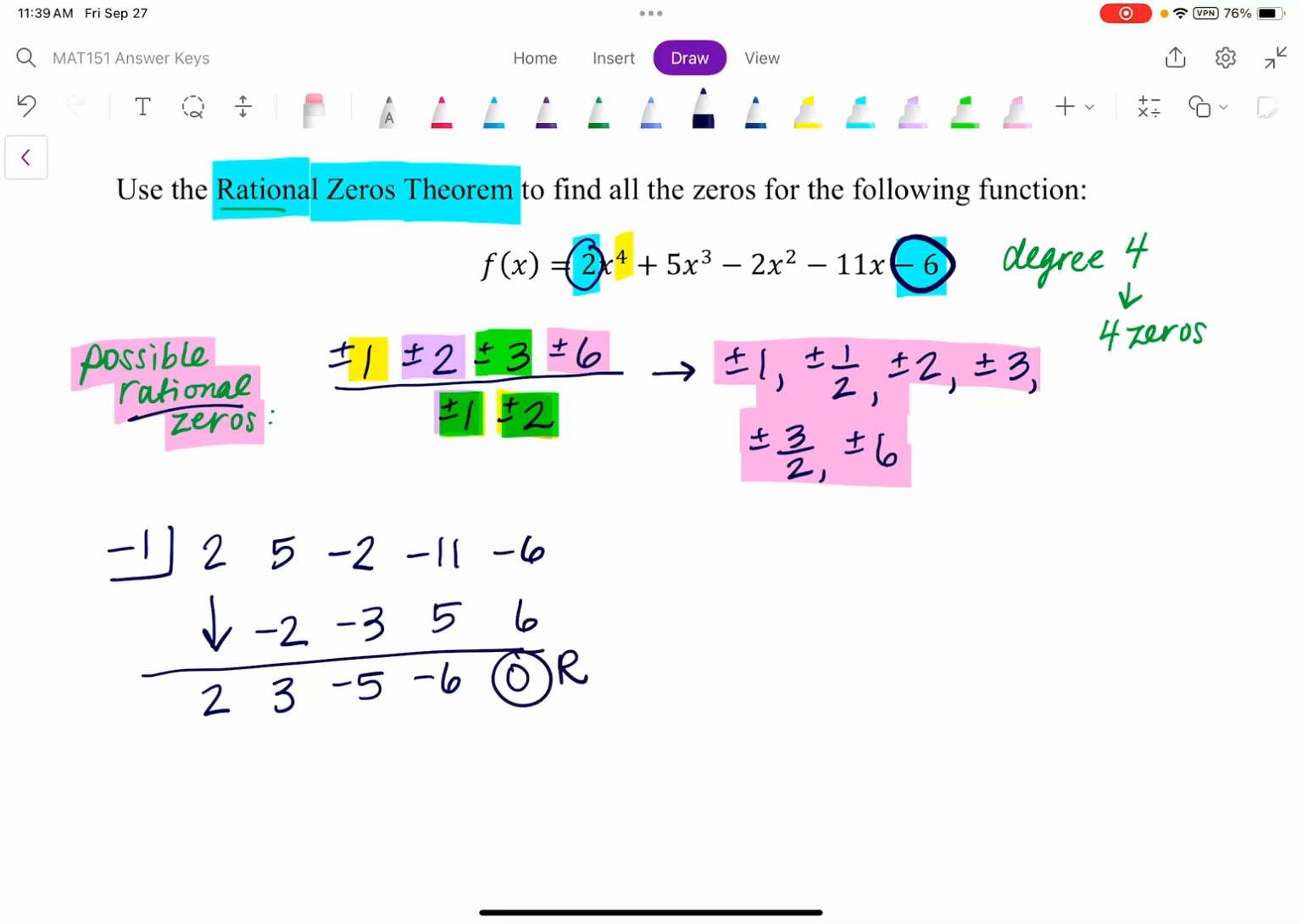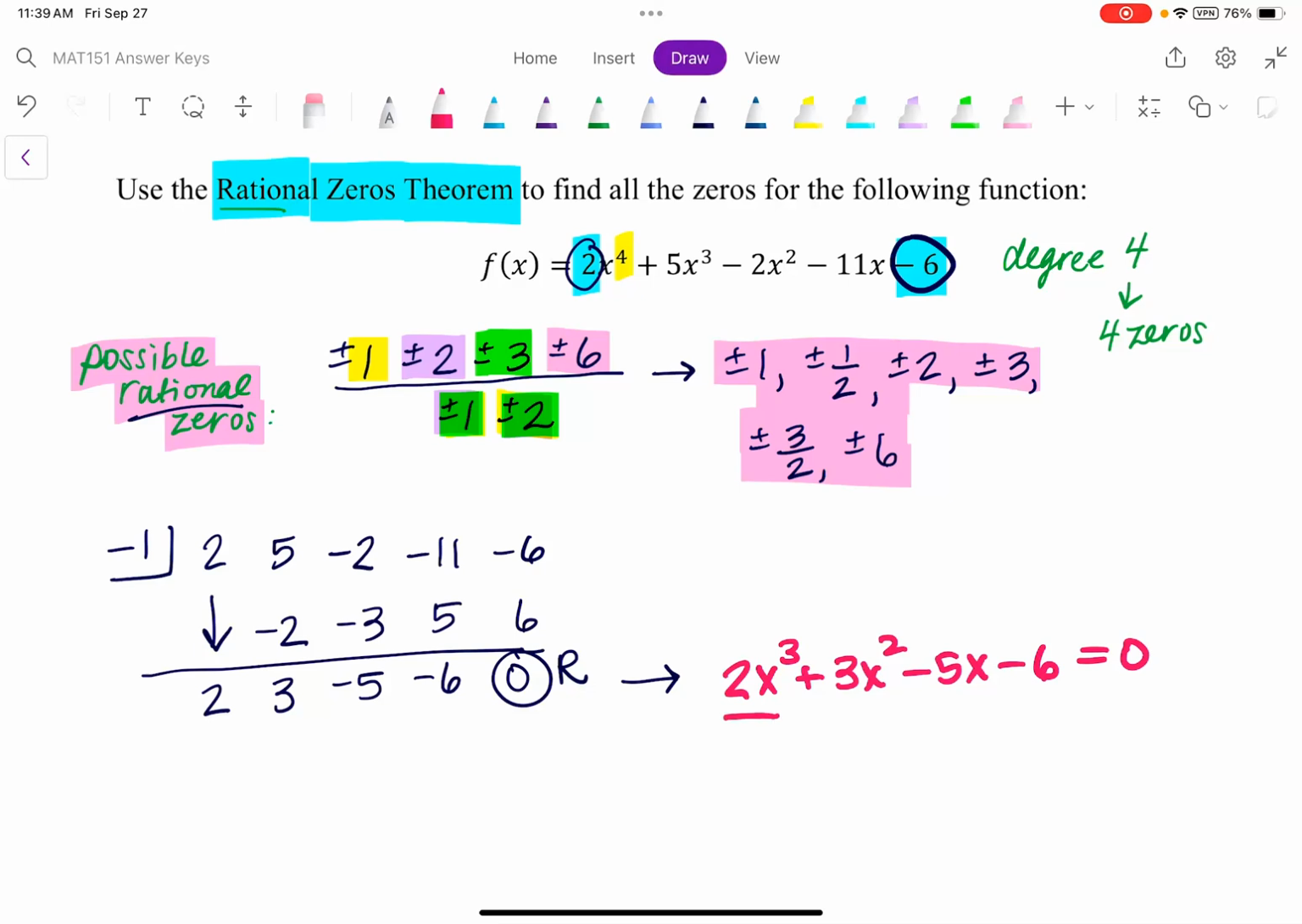We get a remainder of 0, no surprise, because we knew that negative 1 was a 0. And then I always recommend that you write down the resulting equation off to the right. The reason I don't have you write it down here is because we might have to do another synthetic division, and it's nice to stack your synthetic division. So I like to come off to the side and write my resulting equation. So remember, we started with degree 4, so this would be 2x cubed plus 3x squared minus 5x minus 6. We're setting this equal to 0 and solving. That way we'll find 3 more zeros.